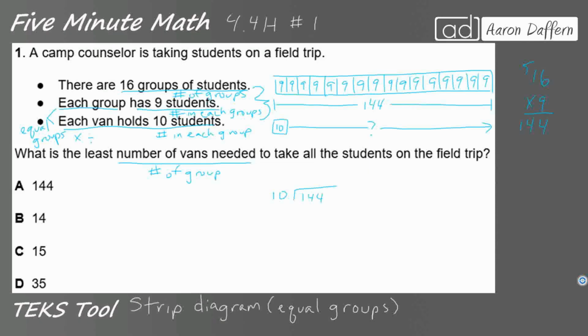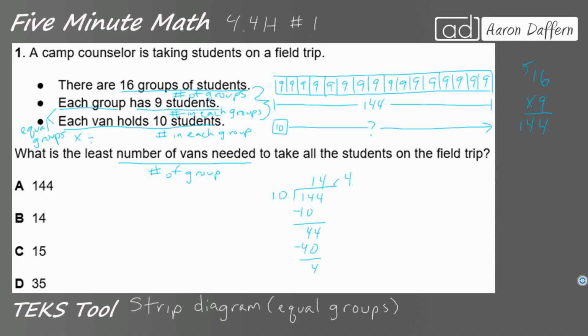10 goes into 14 once, 10 goes into 44 4 times, so that's 40. And then I've got 4 left over, right? So I've got 14 remainder 4. Well, we need to make a decision. Are we leaving 4 kids behind? No. Are we going to cram in 11 kids into 4 of these vans? Nope, there's not enough seatbelts for them.